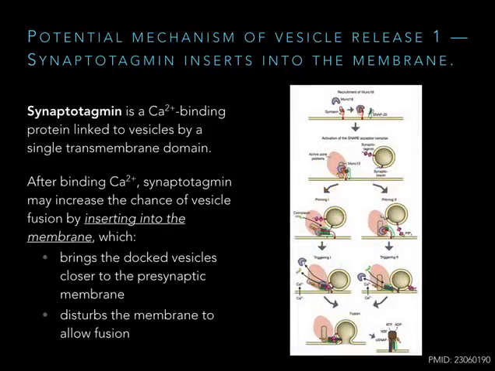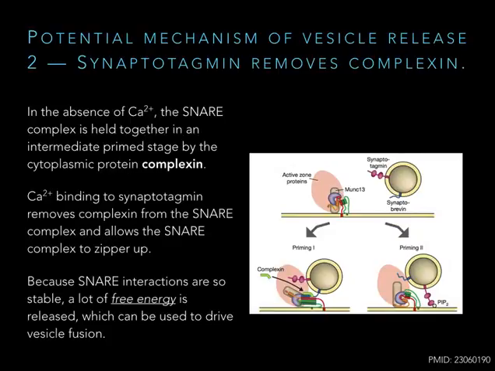All right, and that's what we see here on the right. Synaptotagmin directly inserts into the membrane and kind of forces a hole to form that then allows vesicular fusion. All right, the other possibility is that synaptotagmin, instead of inserting into the membrane, is going to allow that SNARE complex to form.